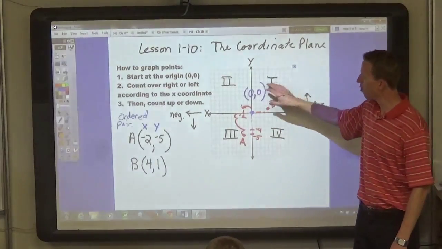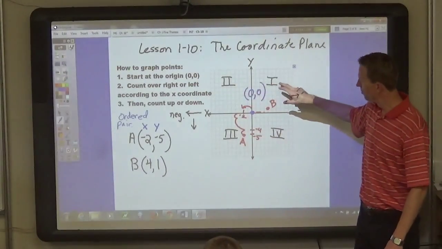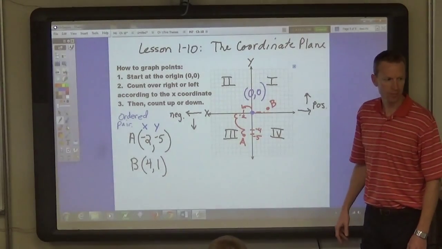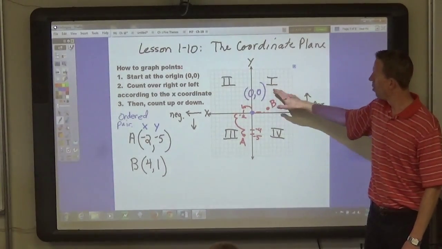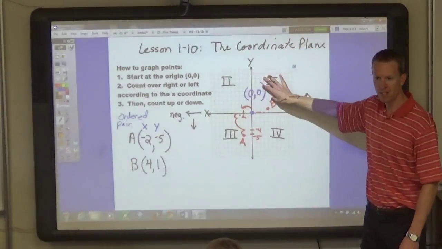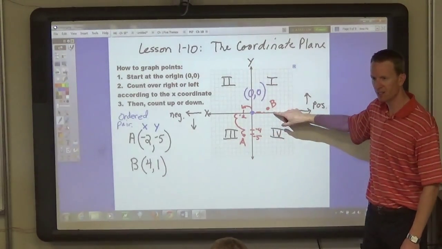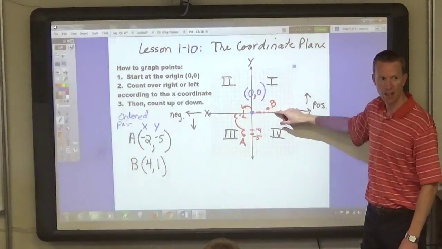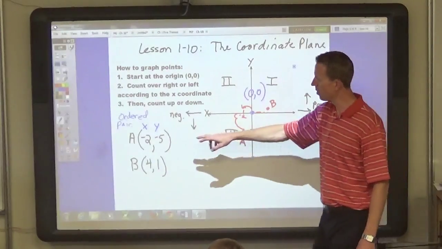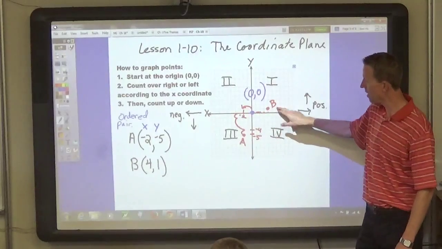The coordinate plane has 4 quadrants, and they're labeled with Roman numerals: 1, 2, 3, and 4. In quadrant 1, the numbers are all positive. In other words, you go a positive distance to the right, and then a positive distance up. So the numbers getting you to quadrant 1 are positive and then positive.